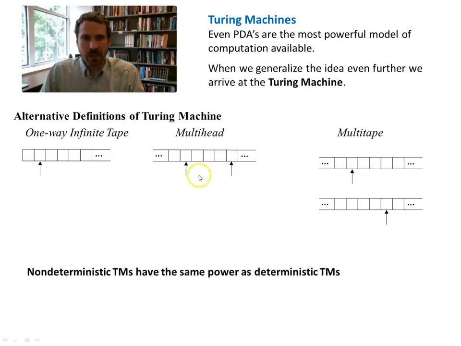Here's different ways we can think about it. You can have a one-way tape where you can only go one direction. You can have multi-head Turing machines where you can be looking at two different things at the same time. You can have multi-tape Turing machines. These are all equivalent. They just have some benefits in terms of how easy it might be to write programs for certain applications, but they're fundamentally all the same. And non-deterministic TMs have the same power as deterministic Turing machines. So we basically say the Turing machine is it. It is the most powerful thing that we have.